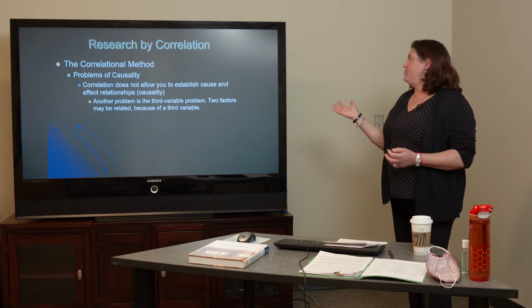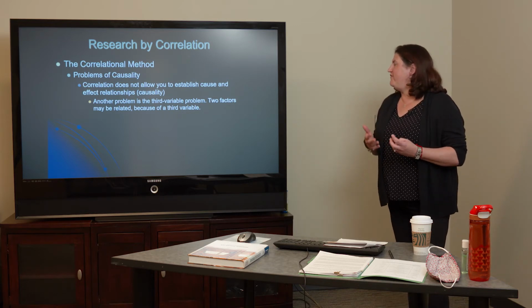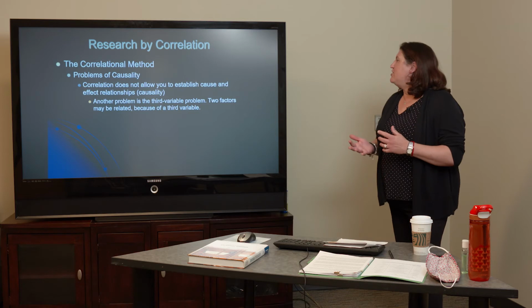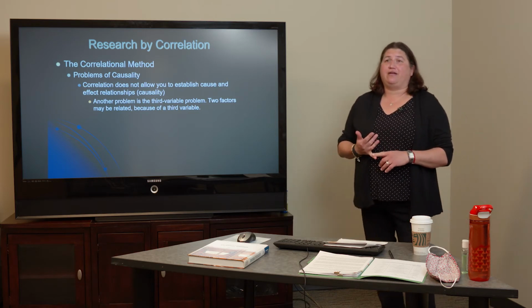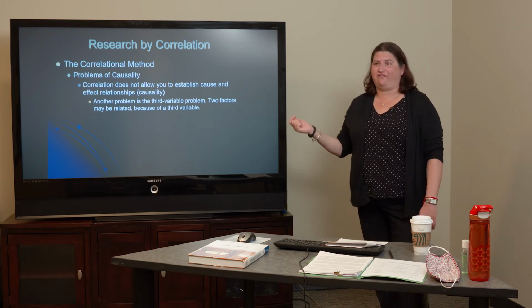And then the other problem that we come up with is the third variable problem. Two factors may be related, but it could be because of a third factor.